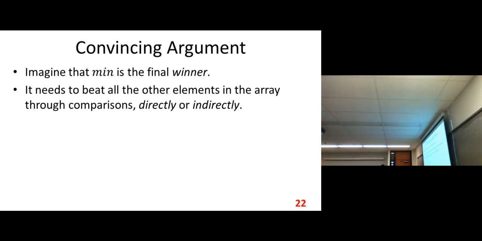This minimum number needs to beat all the other elements in the array through comparisons directly or indirectly. So here I emphasize. Directly, that's easy. We know you beat another element directly. But what's indirectly? Indirectly is also very common. We need to consider that situation. So here, let me give you the indirect beat.